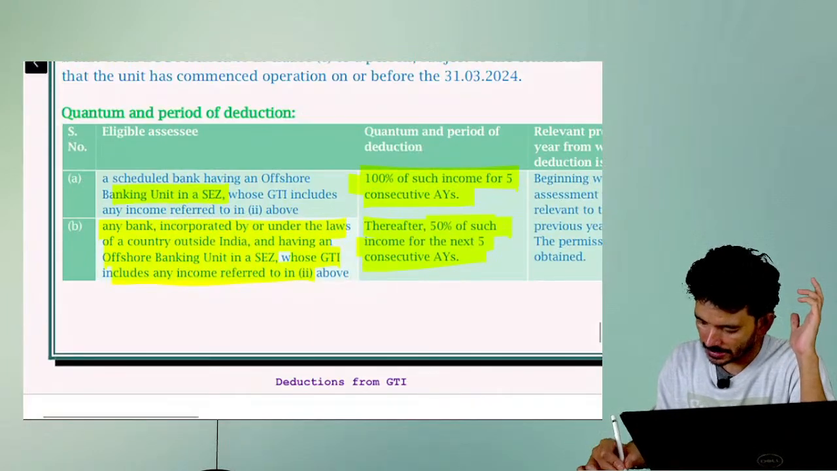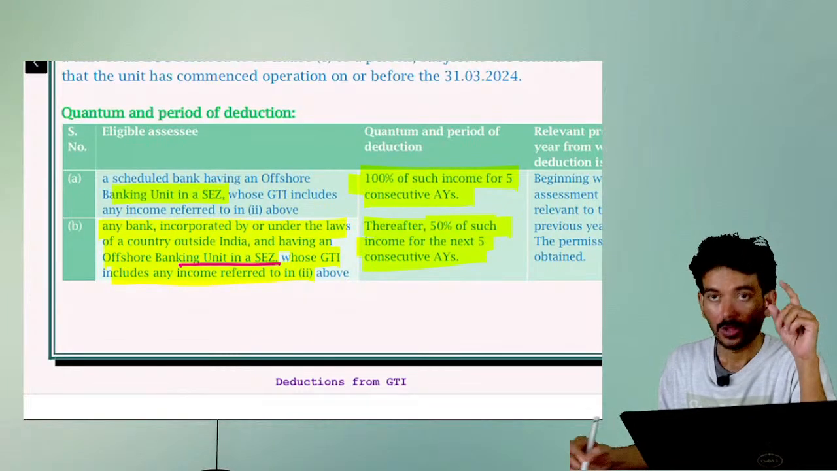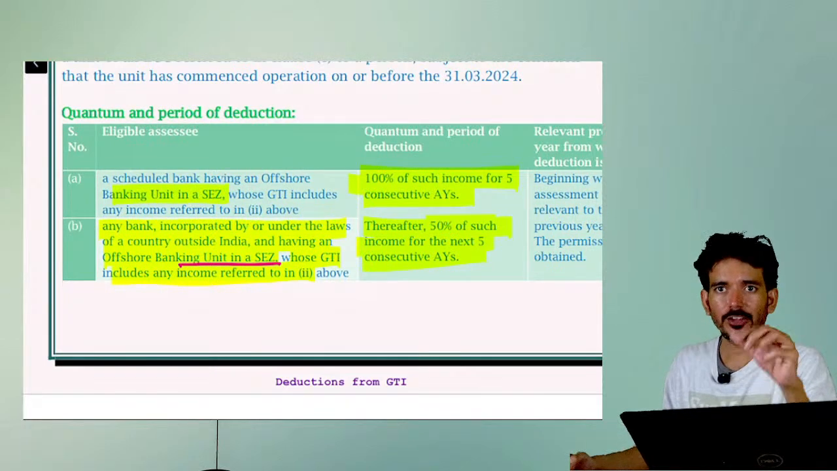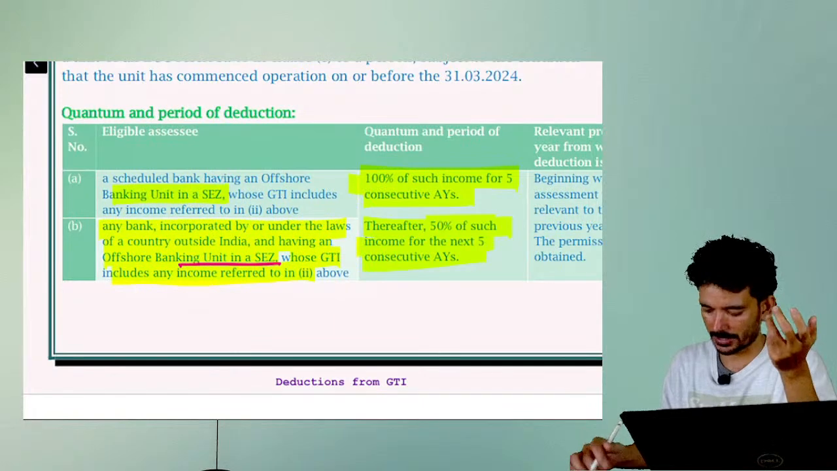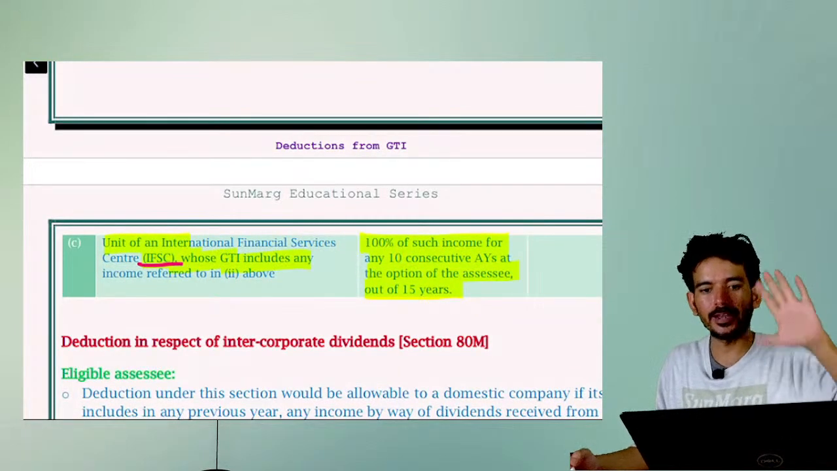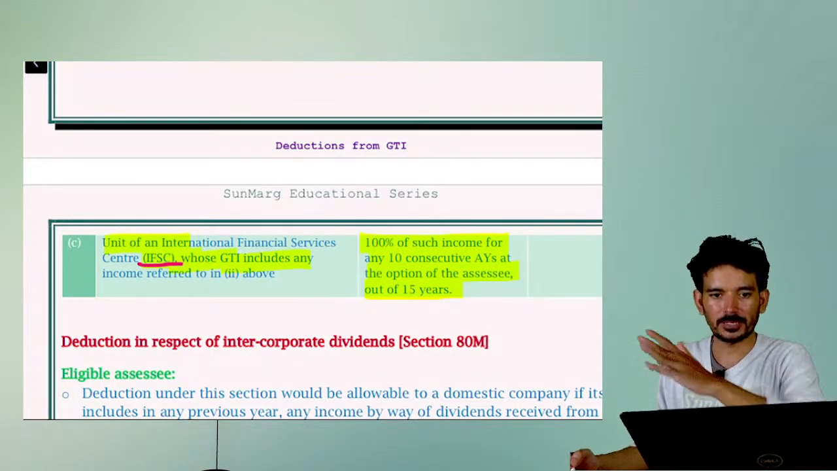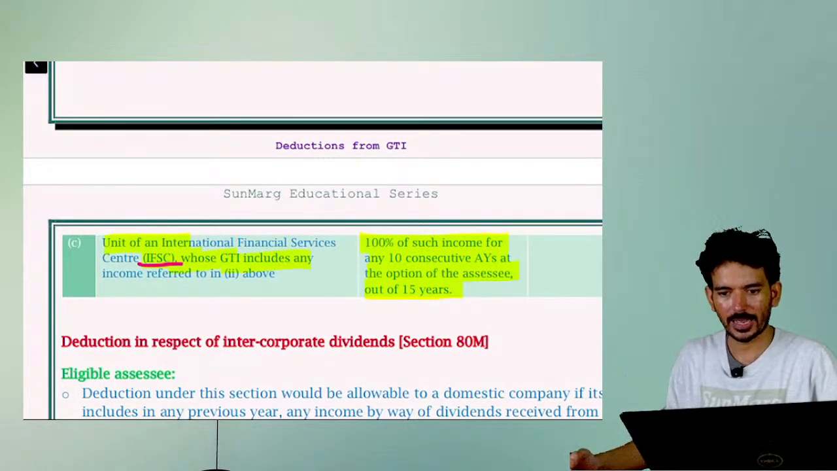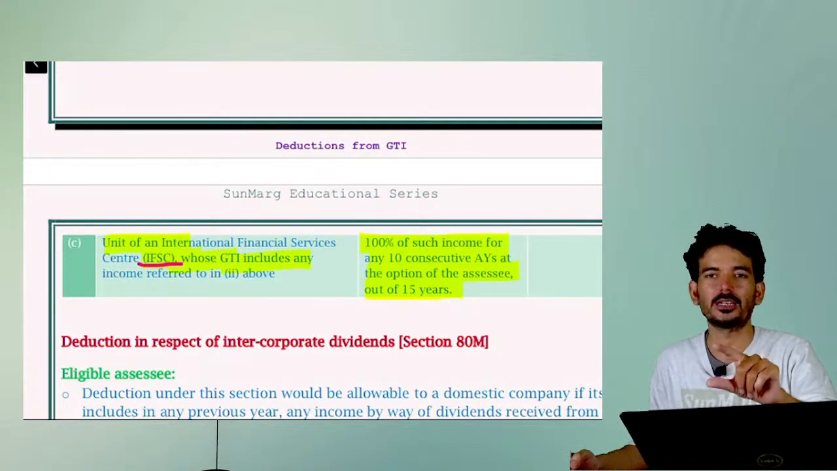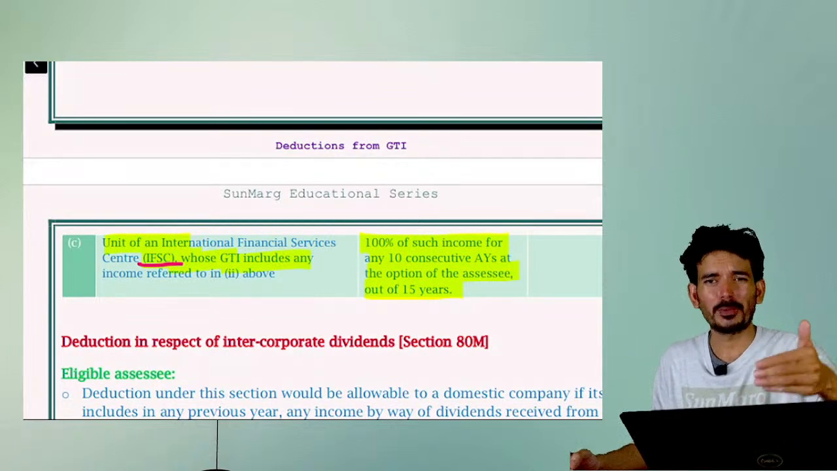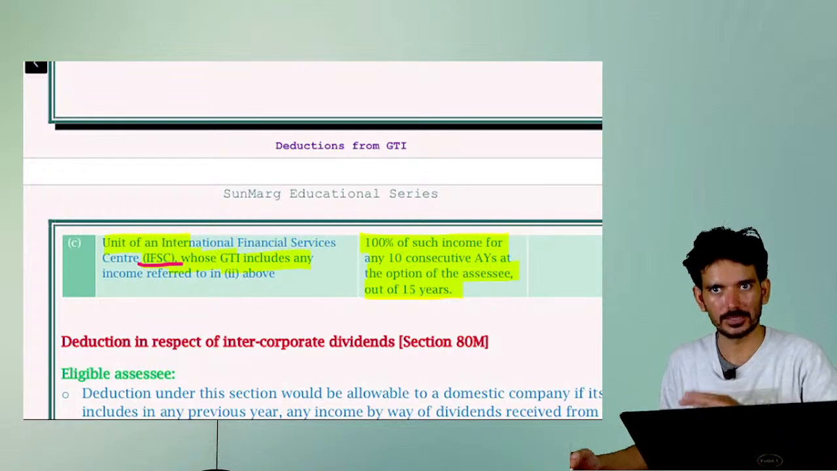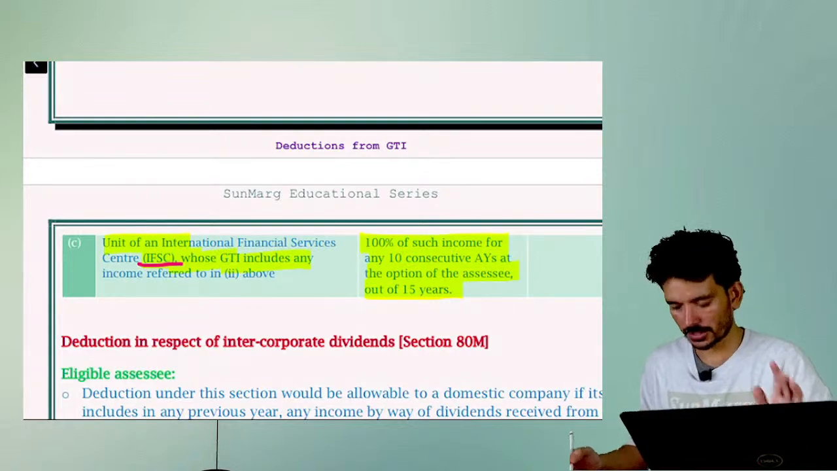See, this is an offshore unit in CEZ. For an offshore unit in CEZ, first 5 years 100%, remaining 5 years 50%. But if it is IFSC, again more benefit. Out of 15 years, you select 10 years, that will be 100% deduction. See, I understand, guys. If something is not covered, just ignore it. The reason is that for some people it is applicable, so I don't want to not cover this. If it is not relevant to you, just ignore this.